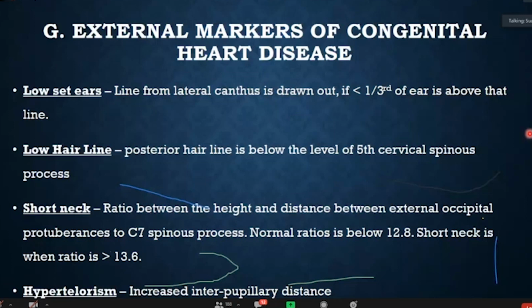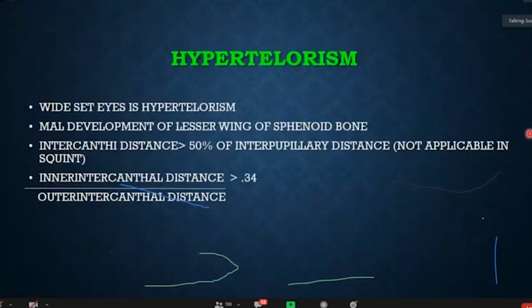And hypertelorism, I think this is one thing which is important. Some people tell us hypertelorism is increased interpupillary distance, the distance between the midpoints of the pupils. Now, how do you calculate it? What we do is measure the inner canthal and the outer canthal distances. If the ratio between the inner intercanthal and the outer intercanthal is more than 1.34, then it is known as hypertelorism.